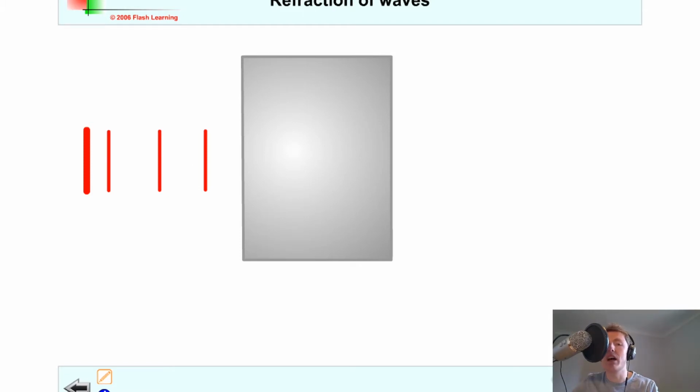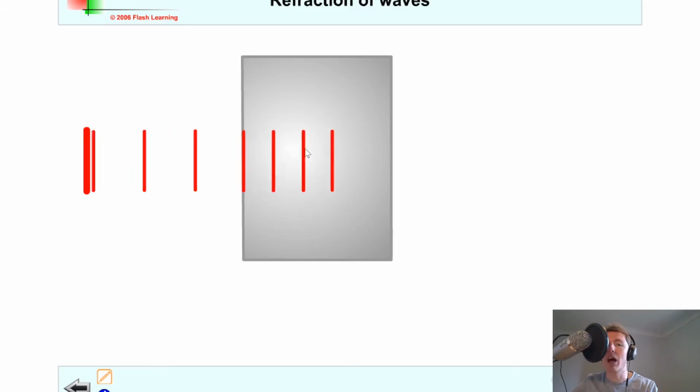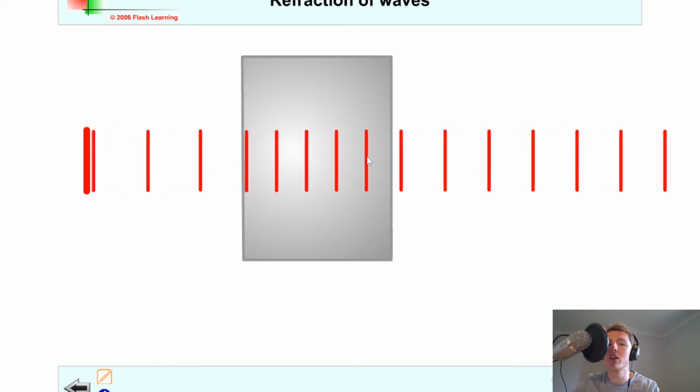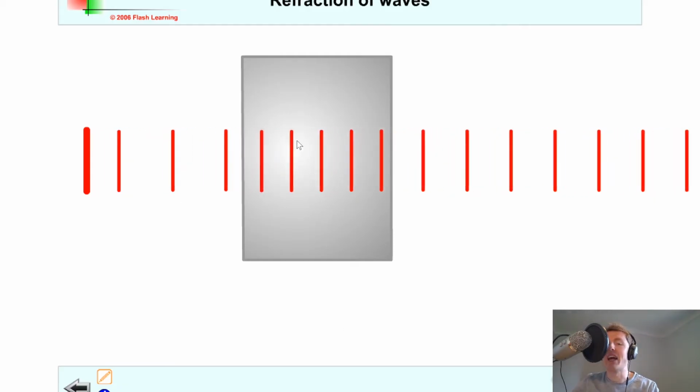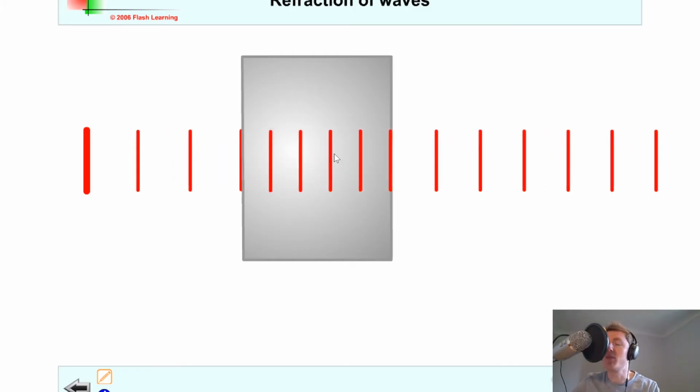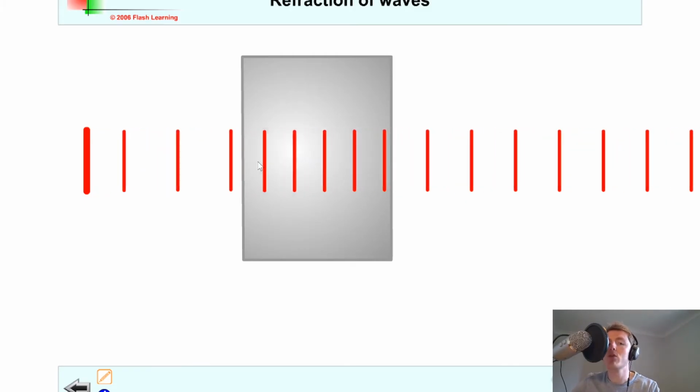If I play the animation, you'll see that all the waves are actually bunching up when they enter the material, and they spread out again as they leave the material. When these waves enter the block, we can see two things happening. The waves slow down as they enter the block, so the speed decreases in this case. We also see the waves bunching up closer together, so the wavelength decreases.